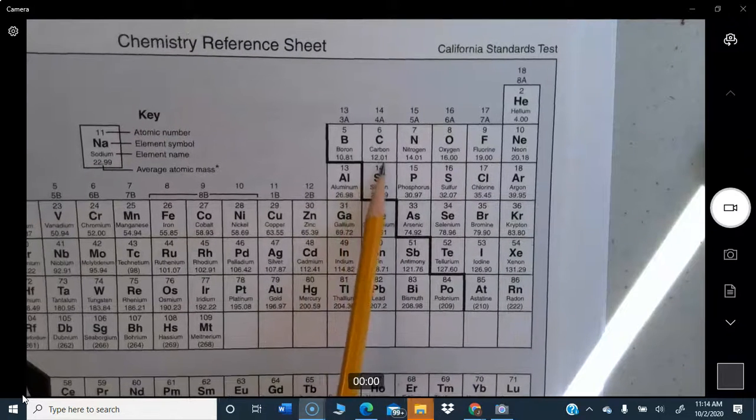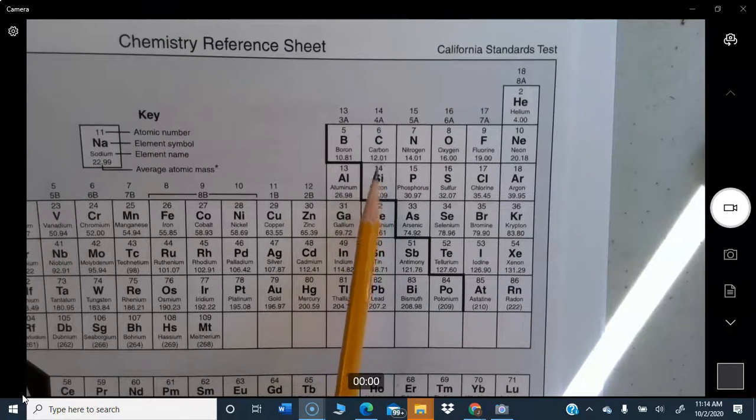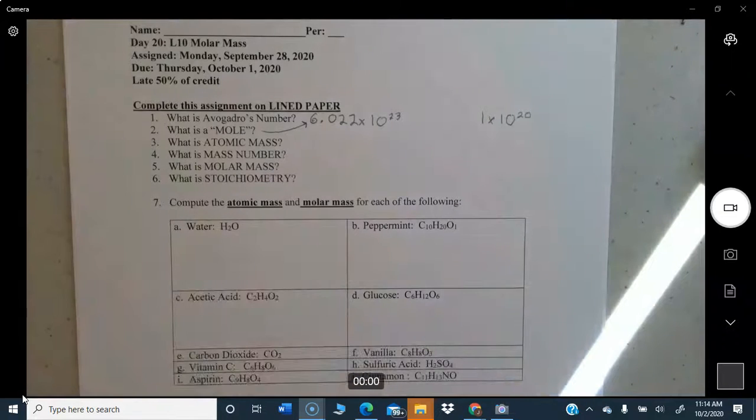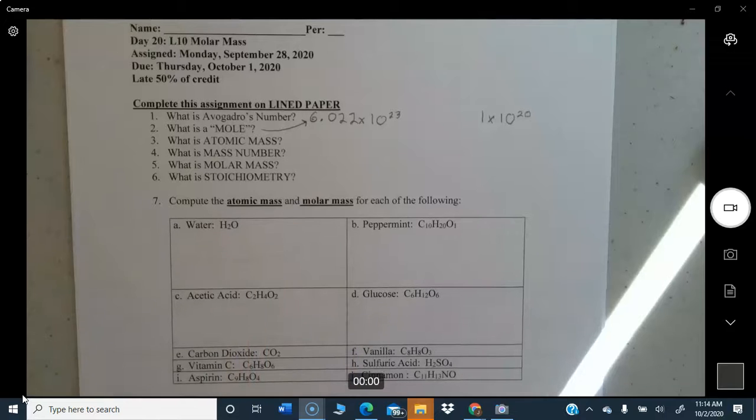But anyway, so the mass number is the mass of a specific isotope. It's always a whole number, like 12, 13, 14. And the atomic mass is the average of all of the mass numbers. And in this case, carbon, since almost all of them are 12, it's just a little bit over 12, and that's because of the carbon-13 and carbon-14. All right. What is stoichiometry? Stoichiometry is what we're going to talk about this week.